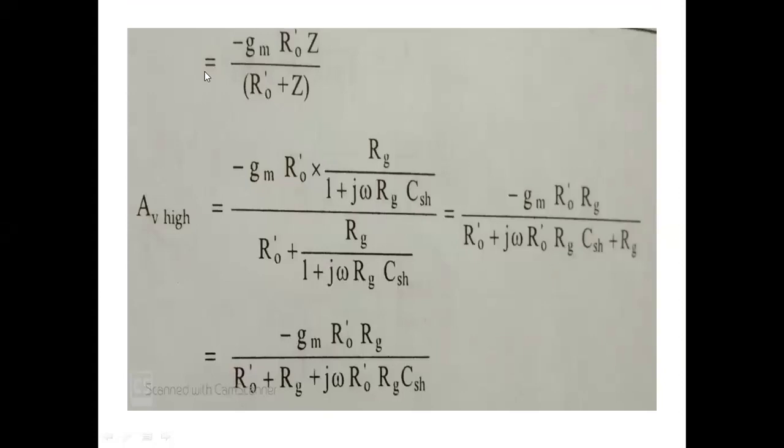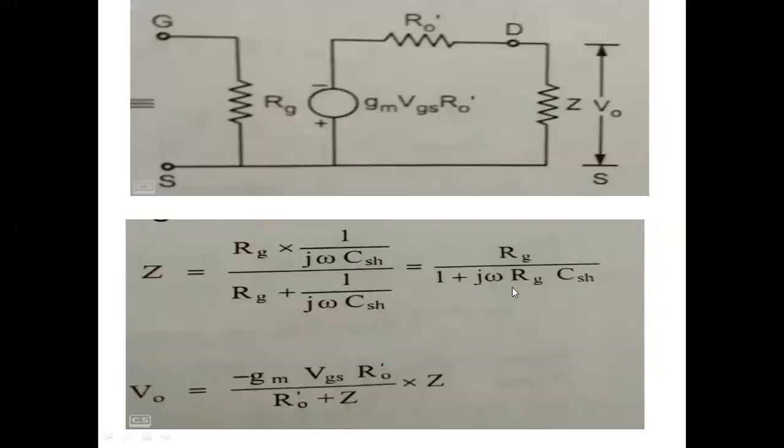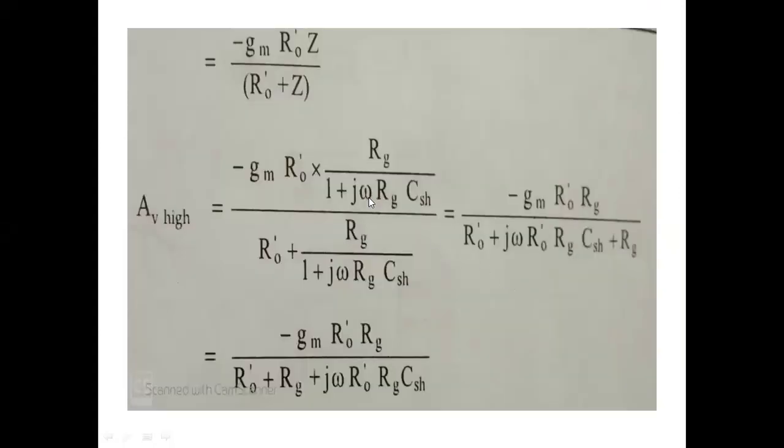AV at higher frequencies. So minus gm ro', what is Z? Already we know Z is equal to Rg by 1 plus jω Rg into Csh. Just substitute the value in numerator and denominator.